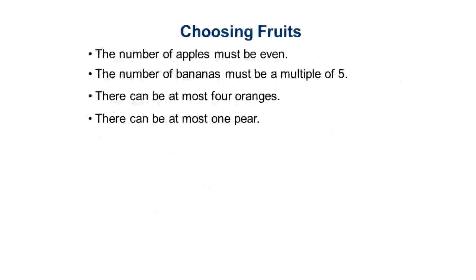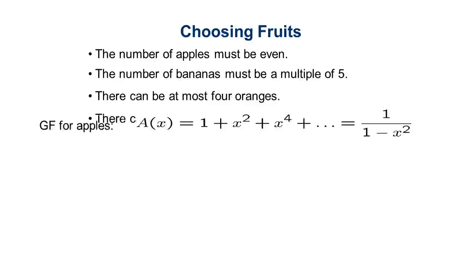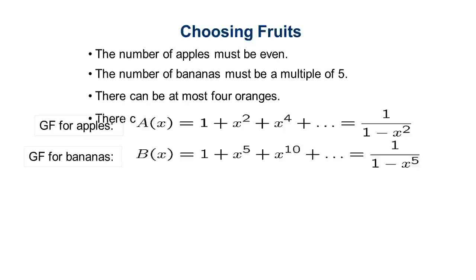The number of apples must be even, the number of bananas must be a multiple of 5. There can be at most 4 oranges, there can be at most 1 pear. The generating function for apples is 1 plus x square plus x to the power 4 and so on, that means 1 divided by 1 minus x square. The generating function for bananas is B(x), and it becomes 1 plus x to the power 5 plus x to the power 10. Since it is a multiple of 5, this is the generating function, and the closed form is 1 divided by 1 minus x to the power 5.